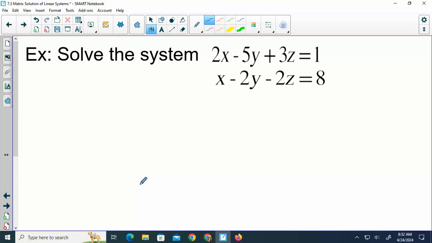What do you notice about this one? It has 3 variables. How many equations? 2. So what does that tell us if we have more variables than equations? Yeah, we're going to have infinite solutions here. I have more variables than equations. I'm not going to be able to get just a number answer on this. So let's talk about how this is done with our matrices.